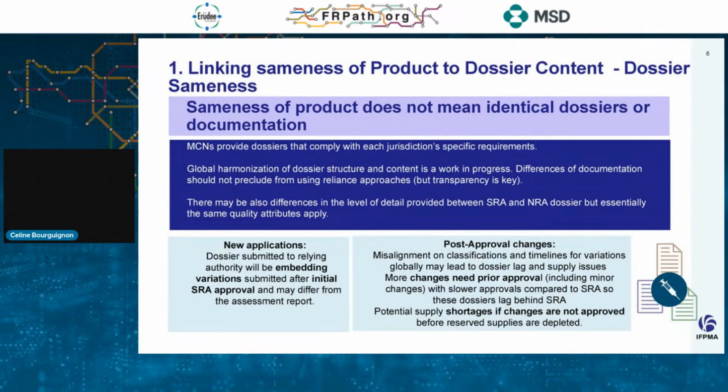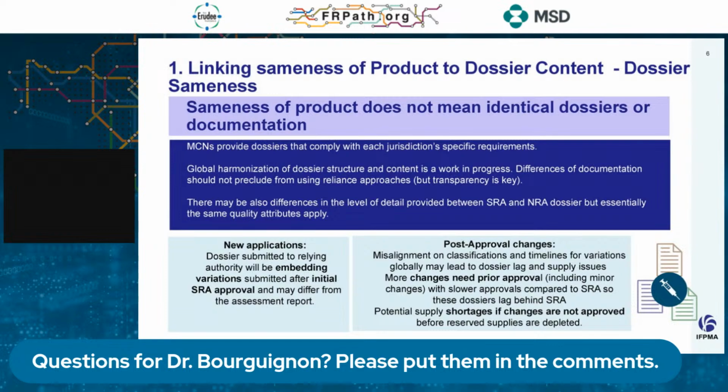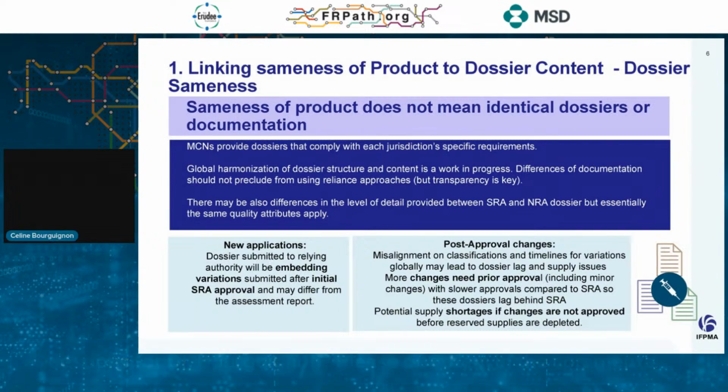On post-approval changes, there is globally a misalignment on classification and timelines for variations. So the problem is many more changes need prior approval in low and middle income countries, and also with slower approval. What it means long term is that if those variation changes are not approved in a timely manner and you have depleted your stock or your supply for those countries, then you're in a situation where there is a risk of supply disruption. So that's one critical element.